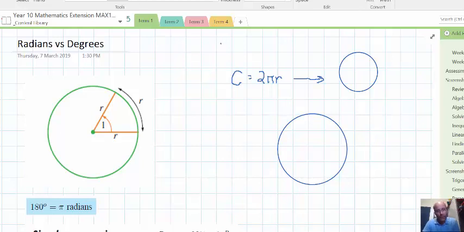This video is about radians versus degrees. Degrees aren't the only way of measuring an angle. Degrees had a lot of input by the Babylonian system, which had a base of 60, and you might be wondering why there's 360 degrees in a circle.